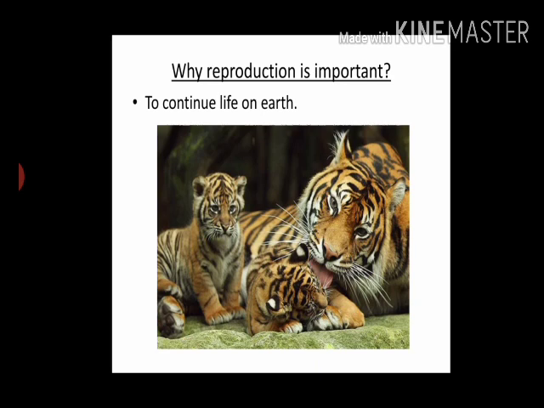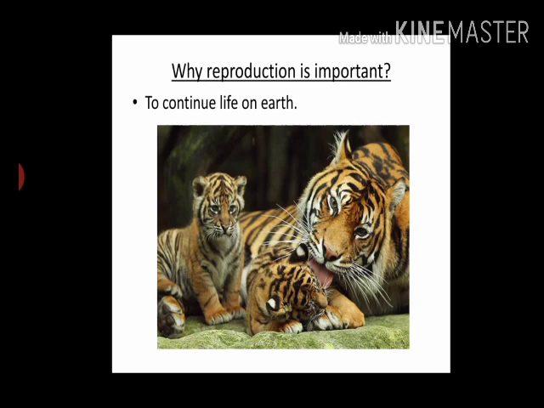And we are also hearing in the current news that tigers are decreasing. The number of tigers, the tiger population, is getting decreased, isn't it? So this might also be one of the reasons. Reproduction is so important to continue life on earth. Reproduction is nothing but giving birth to young ones, right? And the progeny keeps on multiplying. So a particular species' population keeps on increasing on the earth. And that is the reason reproduction is so important.